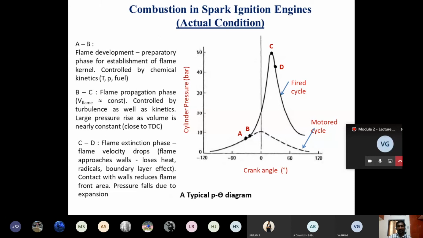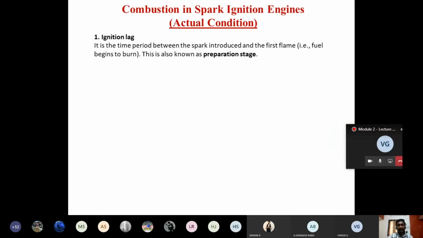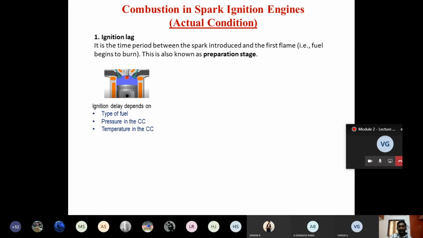Okay, so that is what is represented there. All these three stages, let us see in detail again. In the case of the ignition lag stage, the first stage of combustion, this is the definition: it is the time period between the spark being introduced and the first flame, when the fuel begins to burn. That time difference we call the ignition lag.